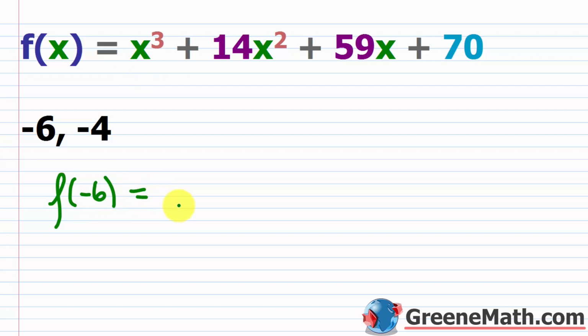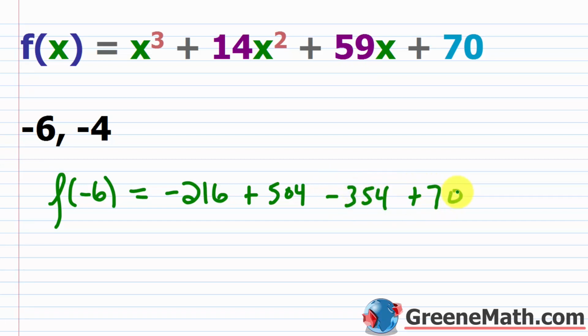Negative 6 cubed is negative 216. Then plus, you would have negative 6 squared, which is 36. 36 times 14 is 504. Then plus, you'd have 59 times negative 6, which is negative 354. So I'll just put minus 354. And then plus 70. So if you go through and do the addition here, negative 216 plus 504 is 288. If I subtract away 354, I get negative 66. Then if I add 70, I get 4.